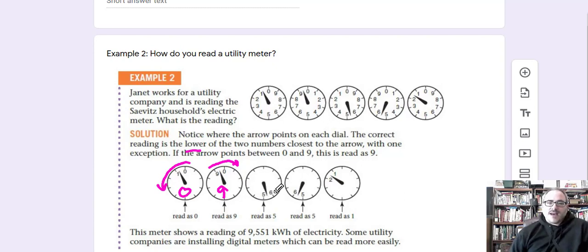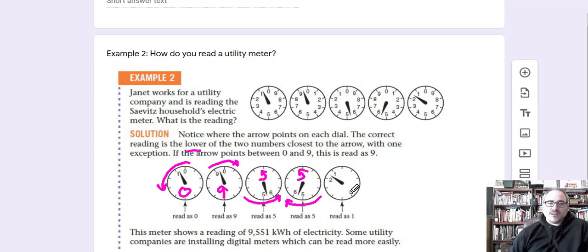This one, it's between the 5 and the 6. It's spinning this way, right? It's going from 5 to 6. It's not quite at the 6, so we read this as a 5. This one here is going from 5 to 6, so this one is spinning this way. That dial's going that way, so we read this as a 5.